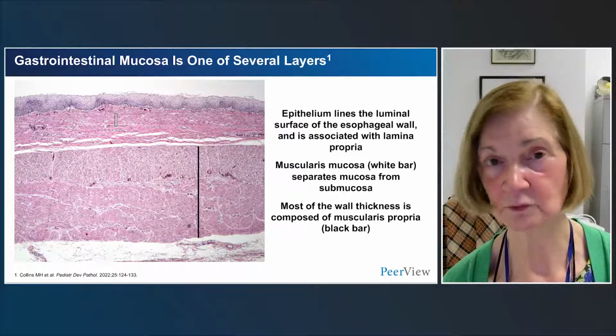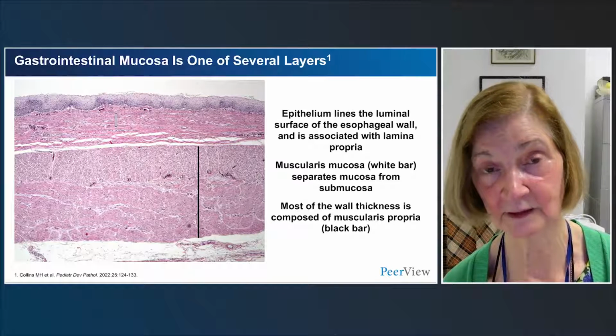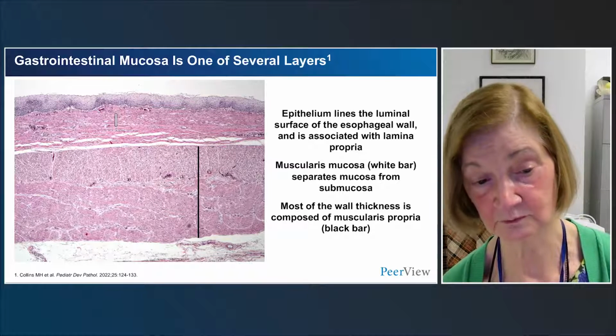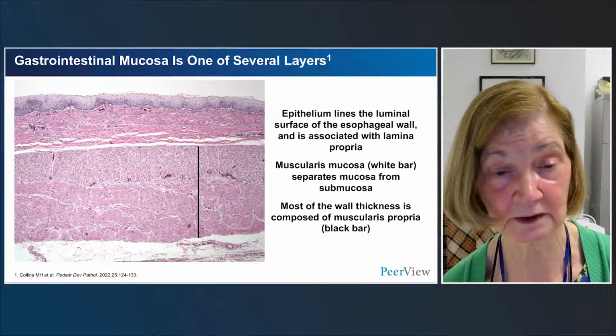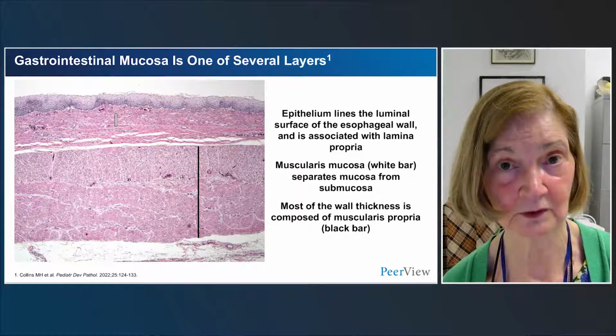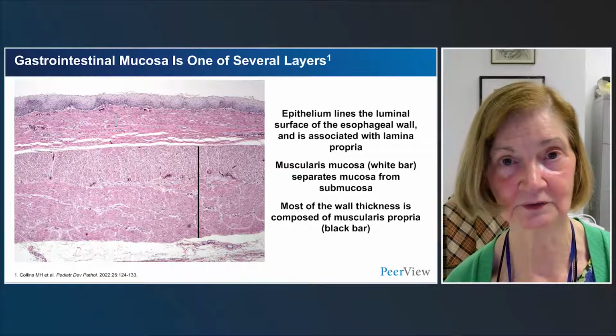There's the whole rest of the wall that we're not seeing in biopsies. What we see in the endoscopic biopsies is about this, a little bit of this and the epithelium. There's the muscularis mucosa, the submucosa, and most of all the muscularis propria, where there may be inflammatory changes that we're not aware of that could be contributing to symptoms. We need to keep that in mind always.